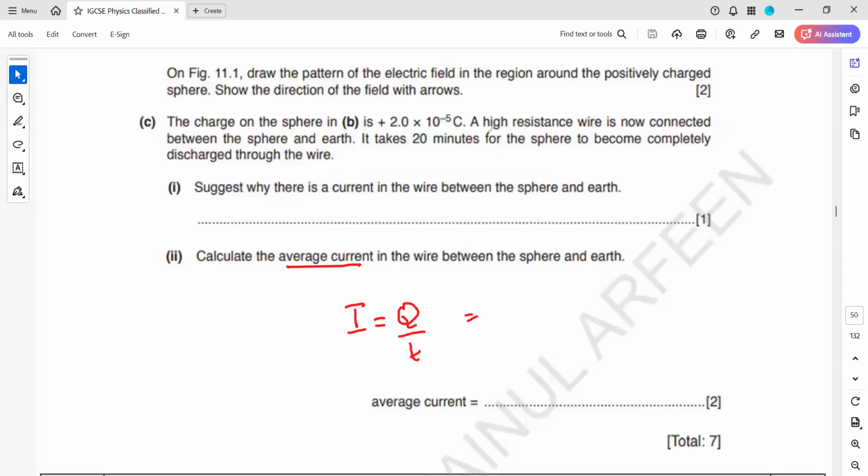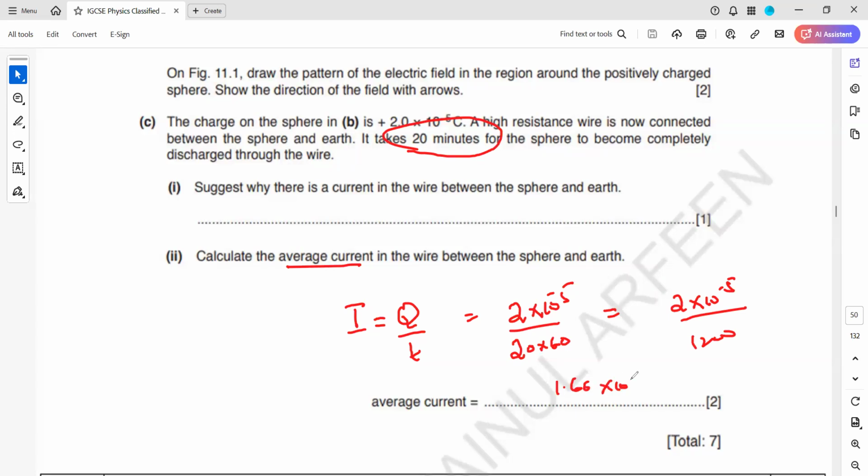The current is charge divided by time. So we have the charge, which is 2 into 10 to the power minus 5, and the time is 20 minutes. We have to convert time into seconds. So it will be 20 multiplied by 60, so 1200. What's the final answer? 1.6 multiplied by 10 to the power minus 8 ampere. So this will be the current. Clear?